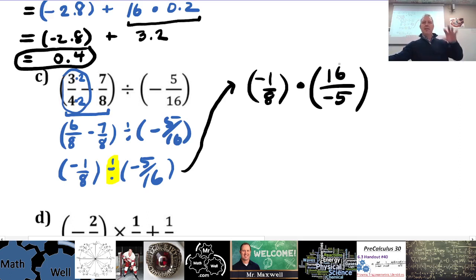So you look at a number that's on the top and a number that's on the bottom. If those can be simplified, then you should do that. So I see 16 and 8. That actually turns into a 2 over 1. 16 over 8 is 2 over 1.